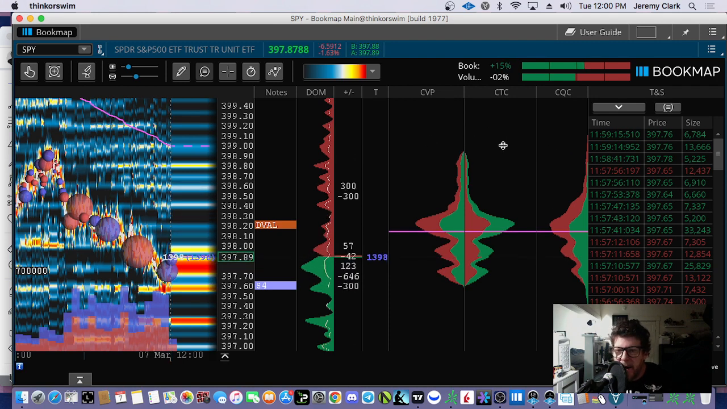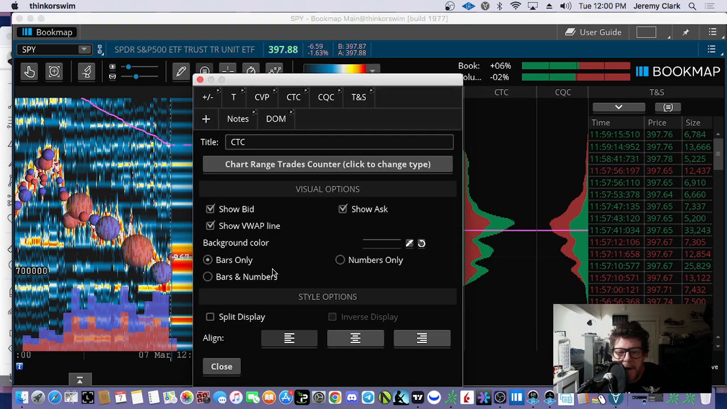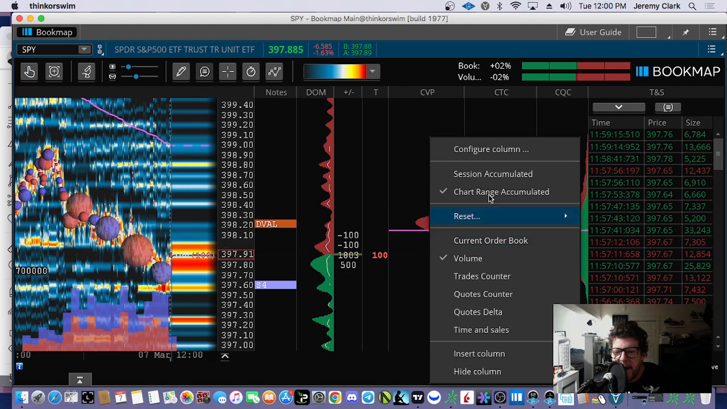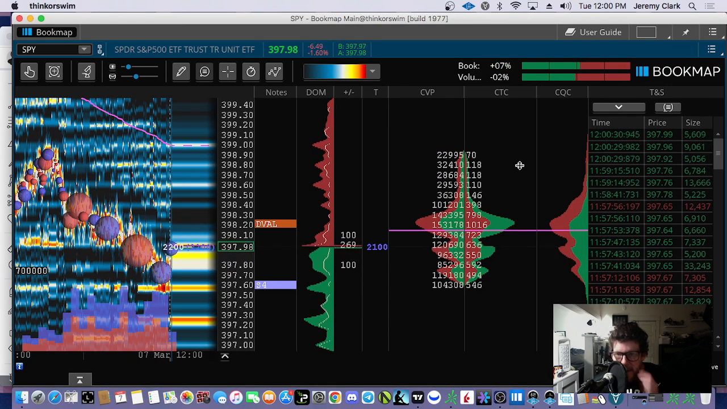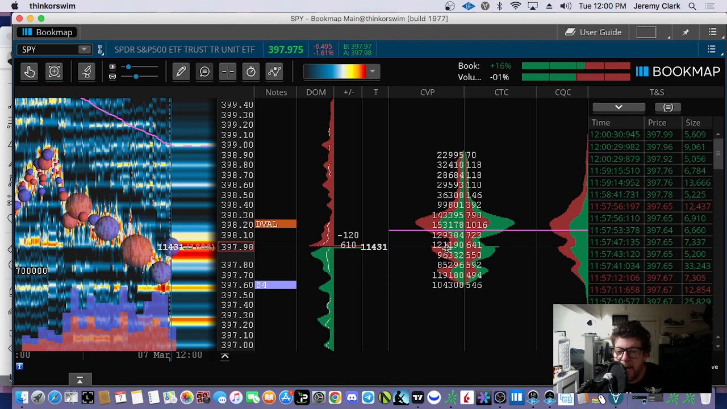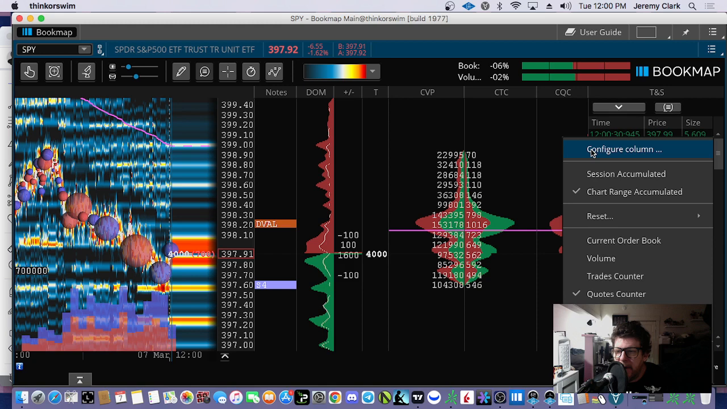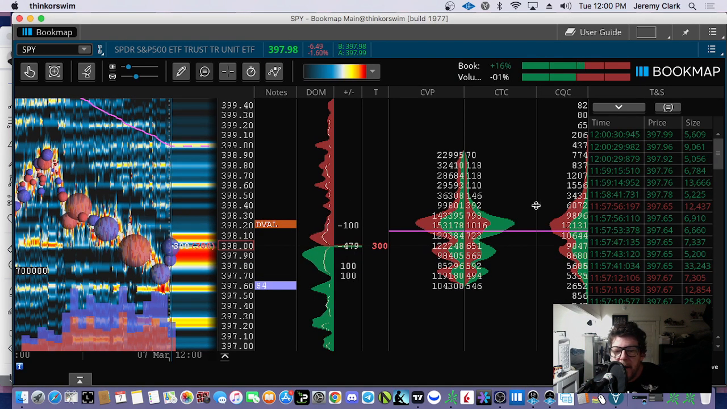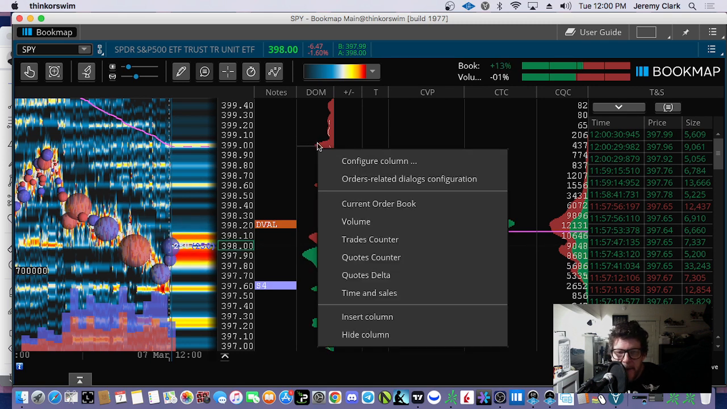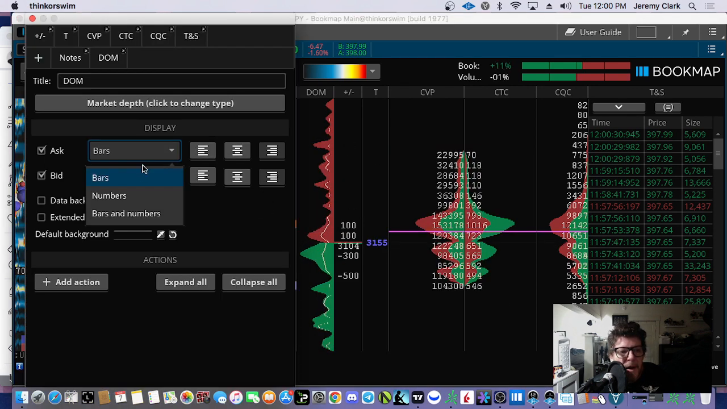One more thing before I go, I just want to throw this in here. I like to add the numbers in so you can kind of get a sense of how many trades are happening. So on the trade counter here, these are lot sizes. On the volume counter here, these are the actual number of shares being traded, or the number of shares that were traded at this level. Same thing with the quote counter. I like to throw in the numbers on that as well. And then over here in the market depth, you can add those in.